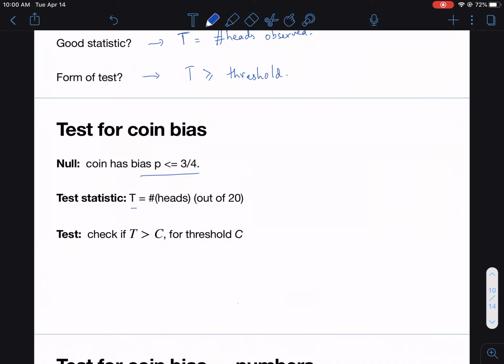The test that we would like to do is test if t is more than c, right? And as I said, the reason you'd like to do this is because you'd like to reject the null hypothesis. And if p is smaller than or equal to 3/4, then a good way to reject something like that is to see if the number of heads is way too high, right? So if p is 3/4, you expect 15 out of 20 to be heads. But if the number of heads is like 19 or 20, then you may expect that the null hypothesis is false. So let's see how to actually do computations with this.